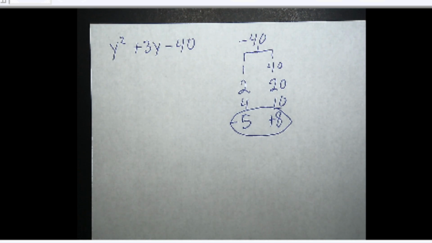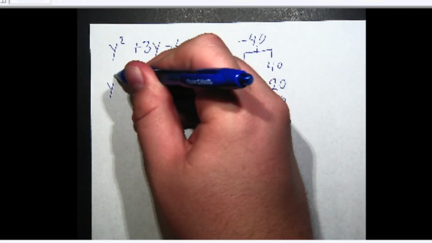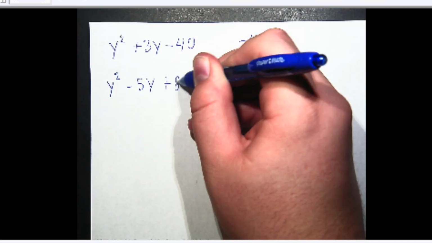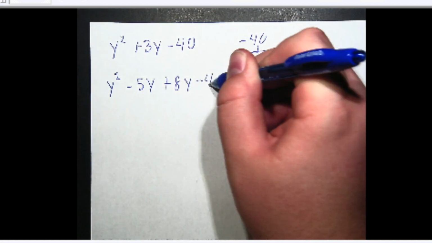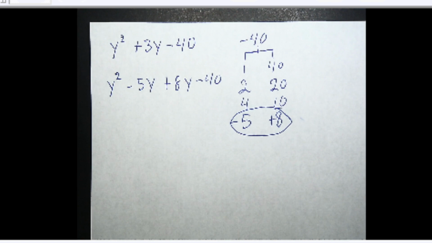All right, so now we'll go ahead and put that in. Replace 3y with negative 5y and positive 8y. I would say it doesn't matter which one's made negative. Yes, because remember we need it to be positive 3, not negative 3. Good question though.